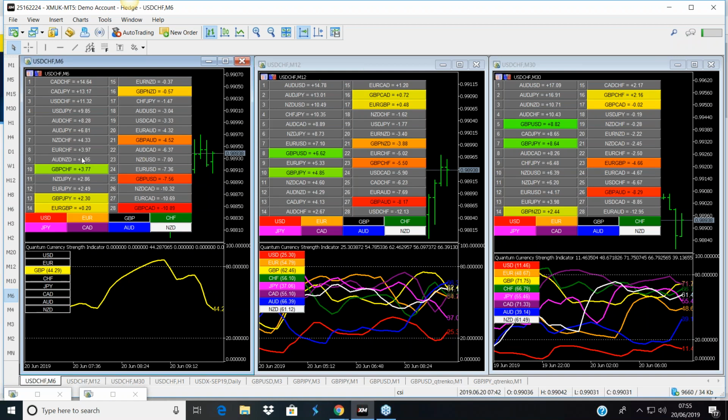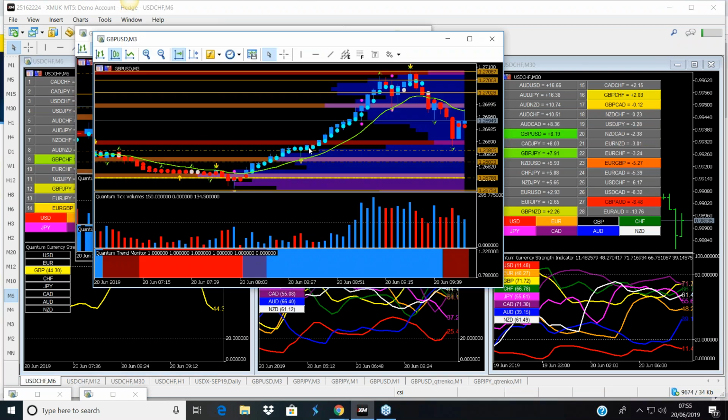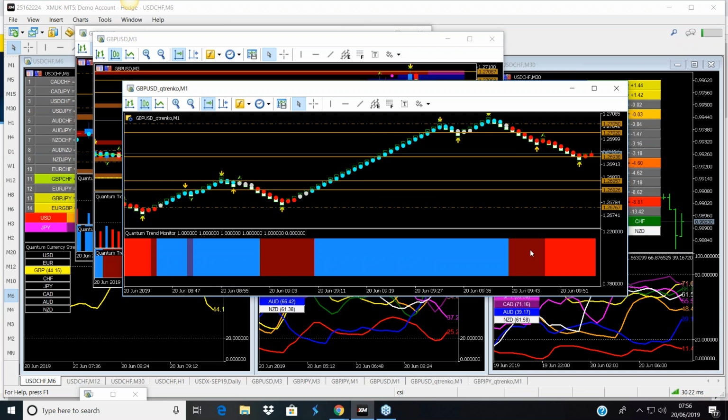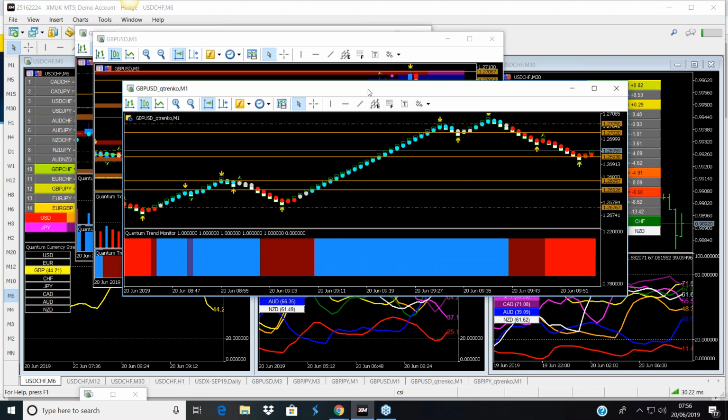Now you can either exit as soon as the colors start to change. You've got these in-between colors. You can wait for the bright colors to come. It really does depend, and you use it in conjunction with what you see on the chart. The candle patterns.